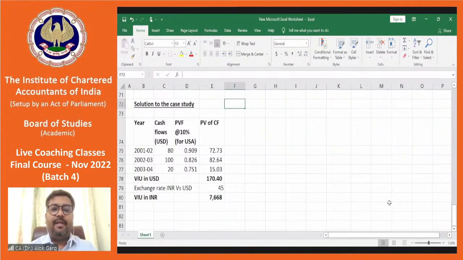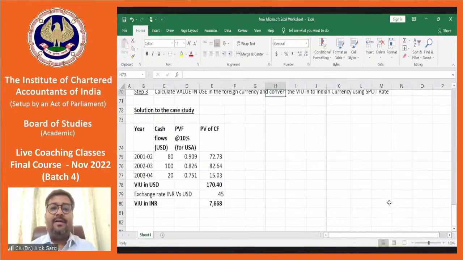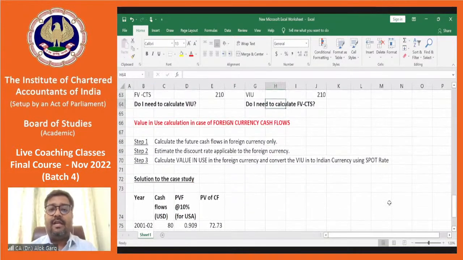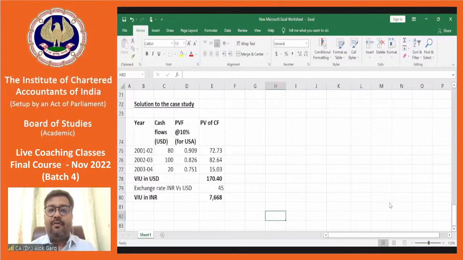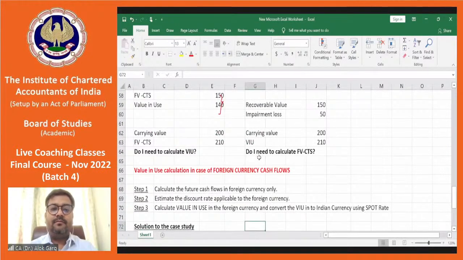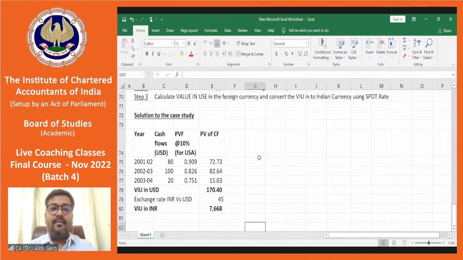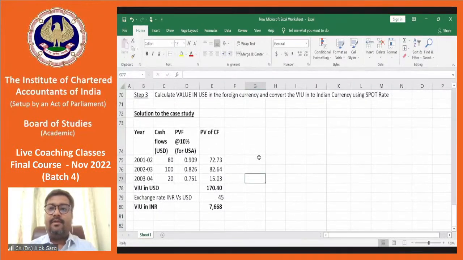Guys, let me know if you have any problem, any issue, any concern in understanding this concept of value in use calculation in case of foreign currency cash flows. Let me know if you have any doubt. I hope it is clear to everyone. Clear?